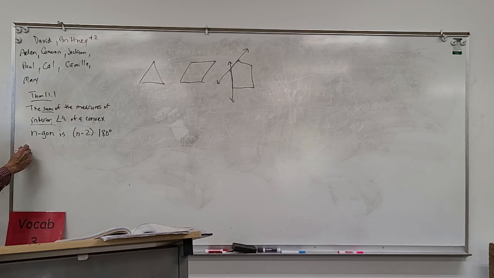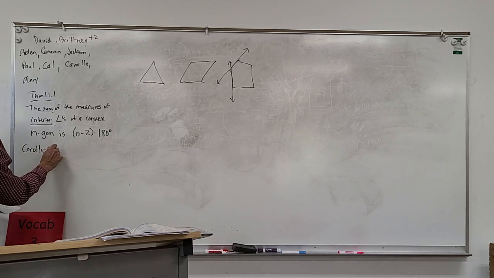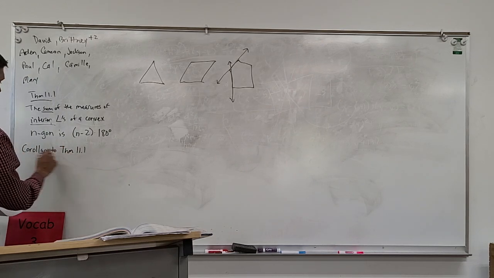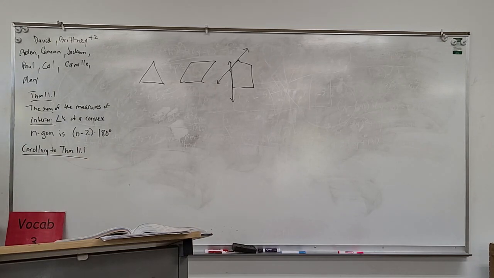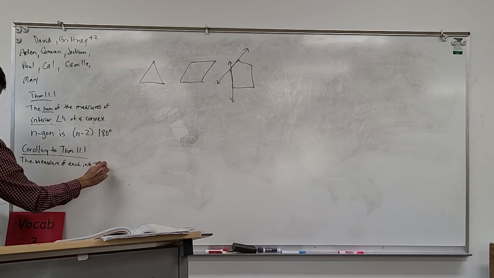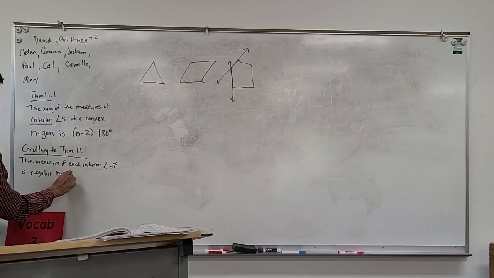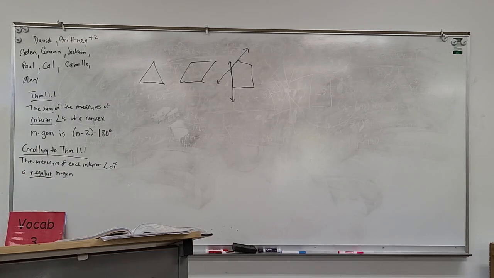And then there's the corollary. That's an O right there. Corollary to theorem 11.1, which says the measure of each interior angle of a regular n-gon. I'm going to underline regular because that's really important in this one.